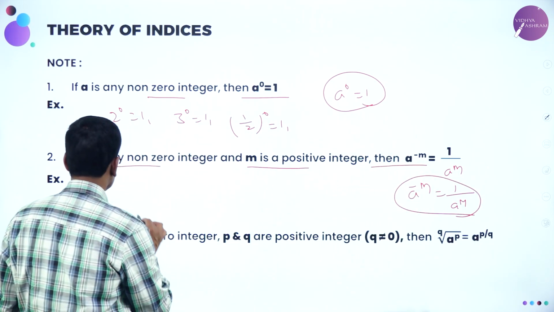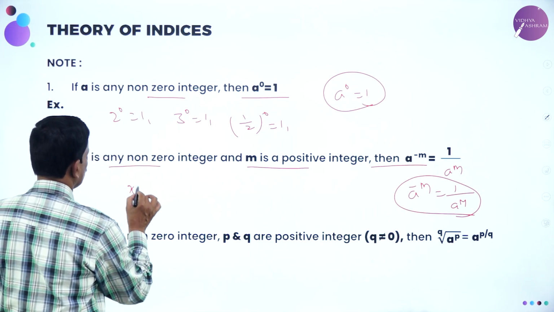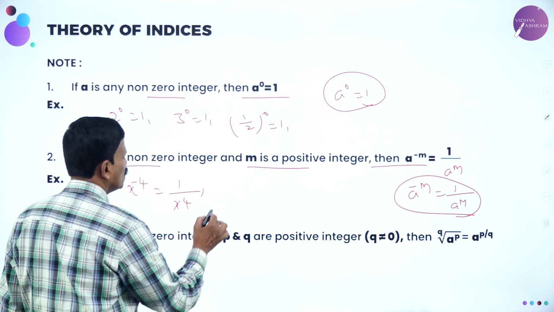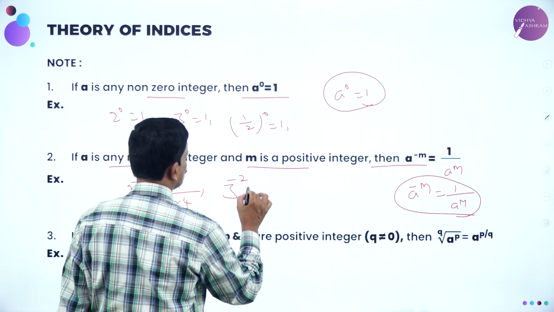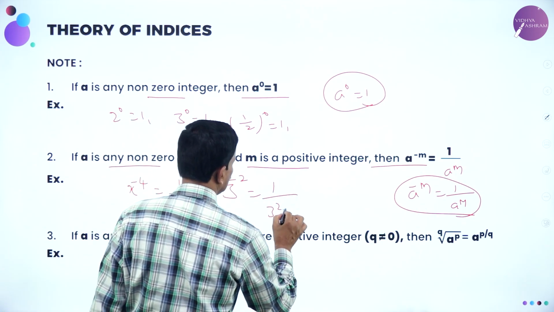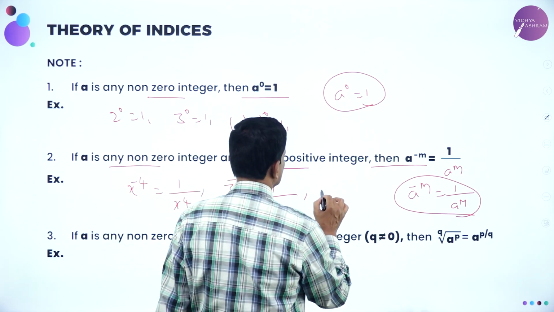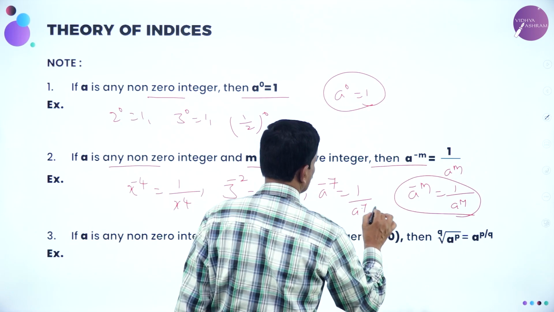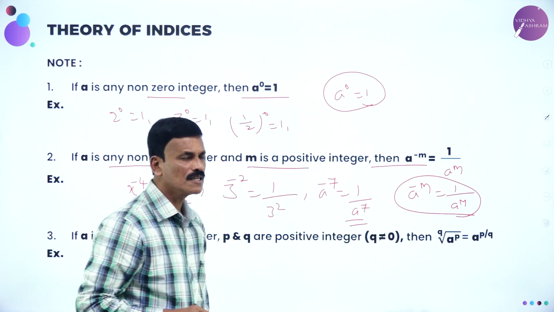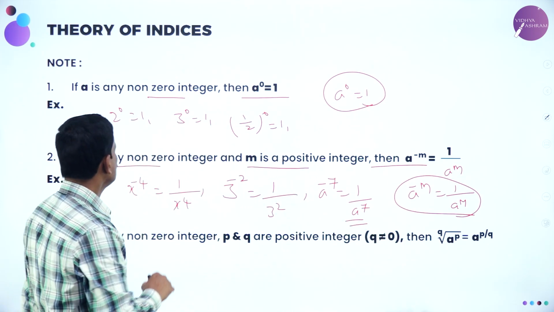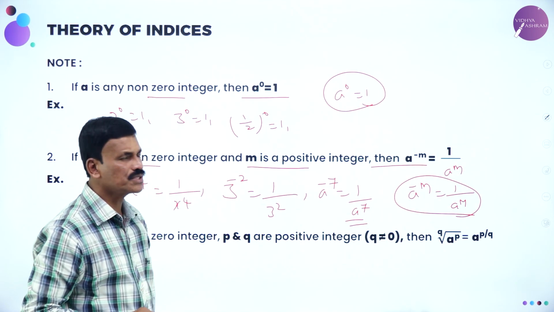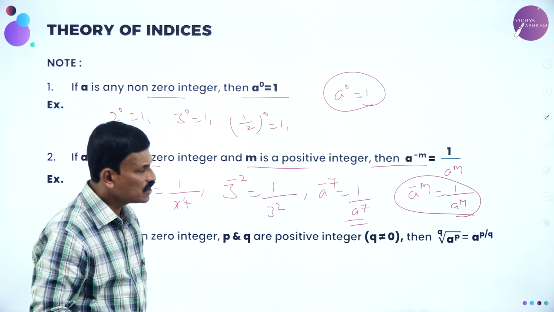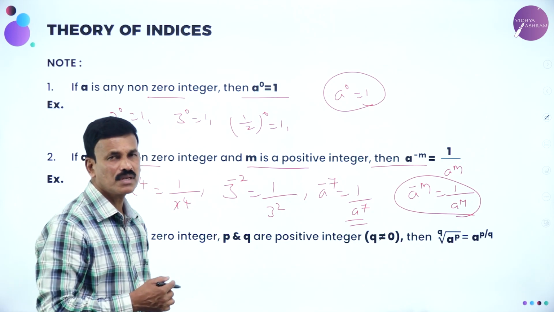So let us consider, for example, x to the power of minus 4 can be written as 1 over x raised to 4. 3 to the power of minus 2 can also be written as 1 over 3 square, or a to the power of minus 7 can also be written as 1 over a to the power of plus 7. That is, if a is any non-zero integer and m is a positive integer, then a to the power of minus m is also equal to 1 over a to the power of plus m.